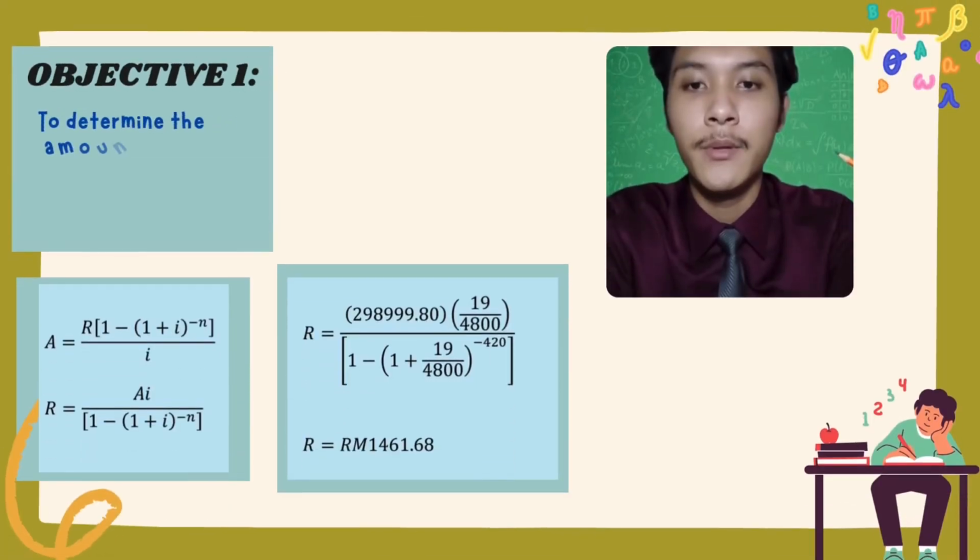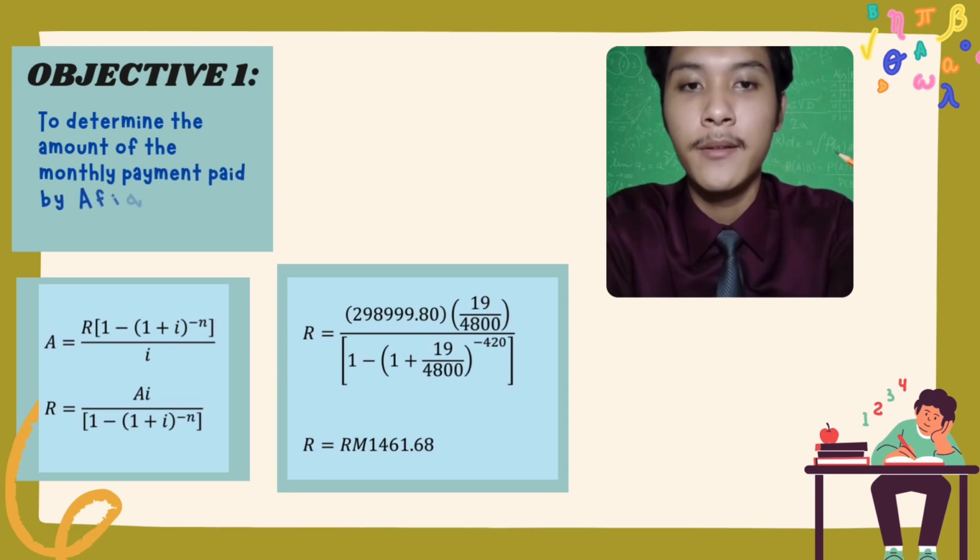For the first objective, we will determine the amount of monthly payment made by Afiq. The formula that we will use is A equals R times [1 minus (1 plus I) to the power of negative n] over I, which after we simplify, we can make the formula R equals A times I over [1 minus (1 plus I) to the power of negative n]. After substituting all the information, we get R equals RM 1,461 ringgit and 68 cents.